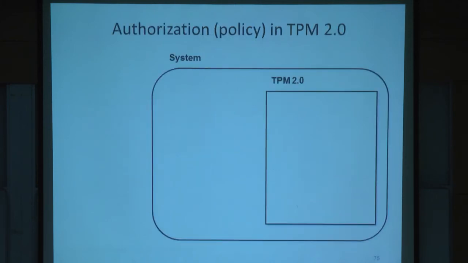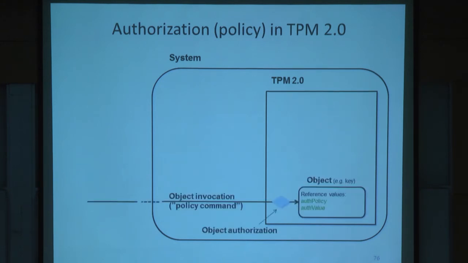So the situation is as before. You have a system, you have a TPM 2.0 inside it, you have an object that you want to protect, for example a key, and the object has certain reference values. And the objects are accessed by using some policy command, and the object authorization will check, based on these reference values, whether the access should be allowed or not. So in TPM 1.2 we only had PCRs and a password.